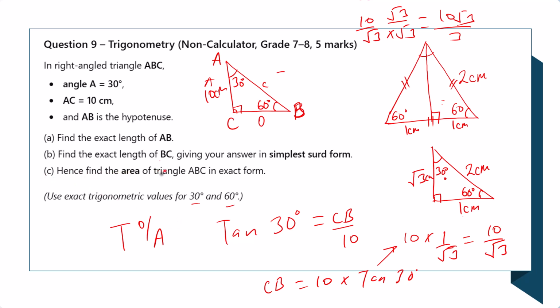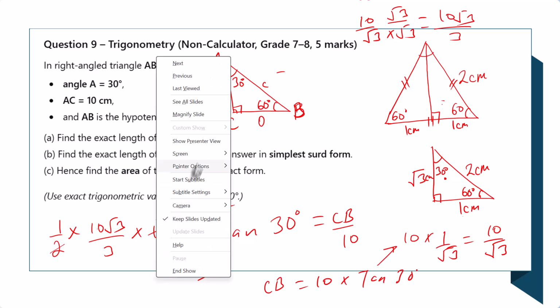Question C, find the area of triangle ABC. That's not difficult, because the area is half base times height, base times height divided by 2. So I'm going to do a half times the base, which is CB, 10 root 3 over 3, times the height, which is 10. I can cancel the 2 with this 10. It's going to be 5. And then 10 times 5 is 50 root 3, all divided by 3. So this is the area. That's question 9. So that's how to go about that one.